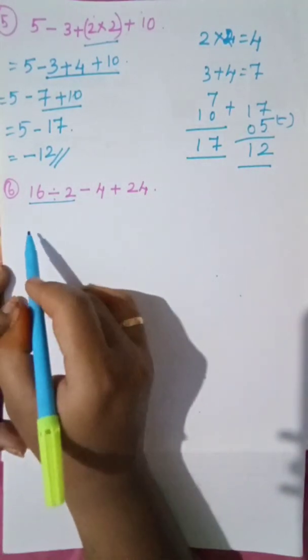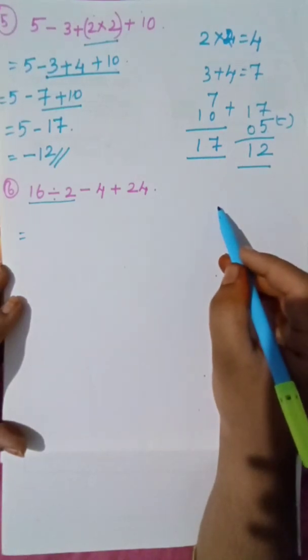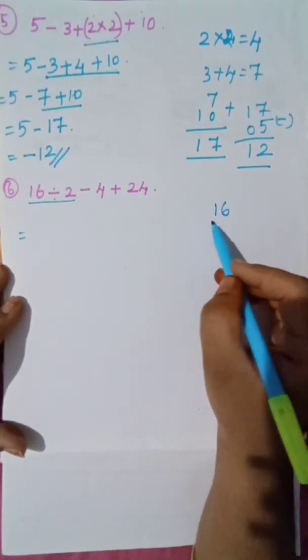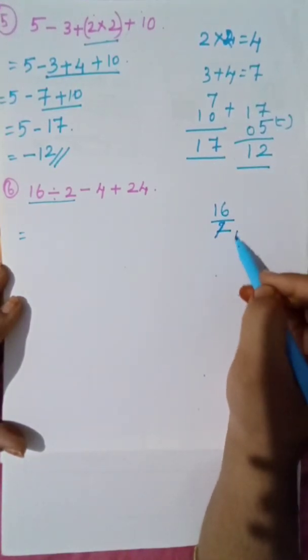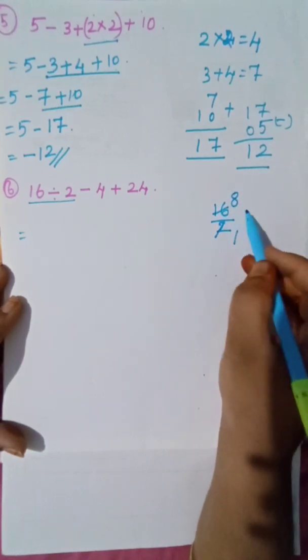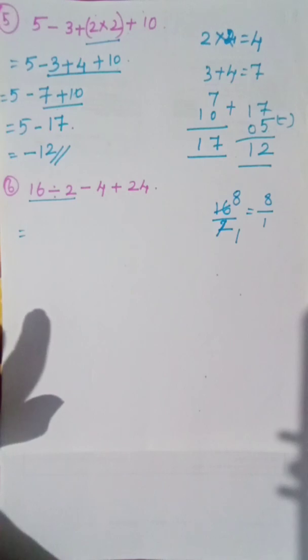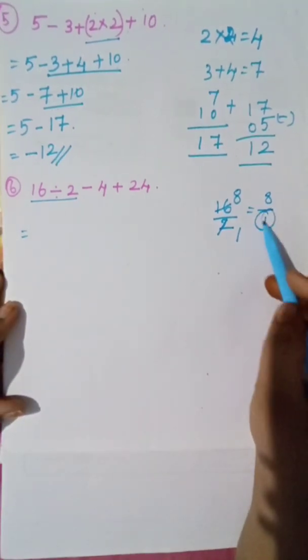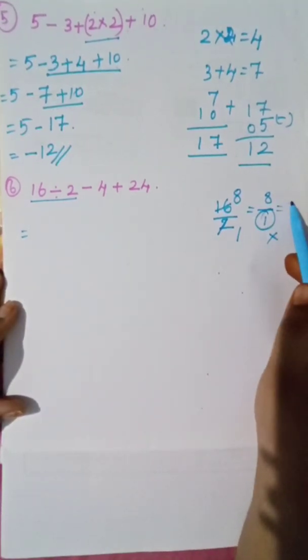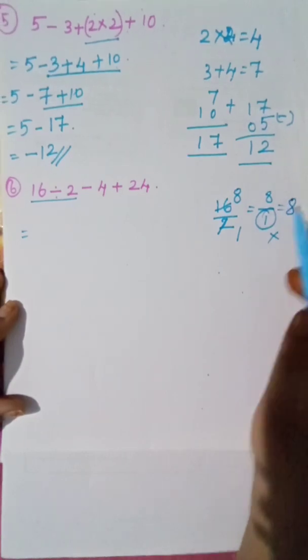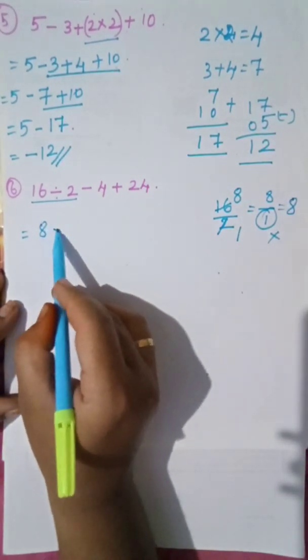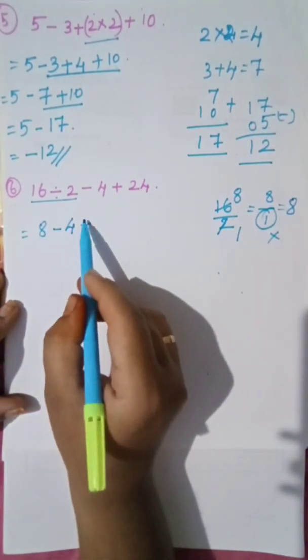So 16 divided by 2, 1 times 16 means 8 times. So 8 by 1. I already told you, when you have 1 in the denominator, you can just leave it and write the numerator alone. That is 8. So here it will be 8 minus, you have to write all the other numbers as they are.